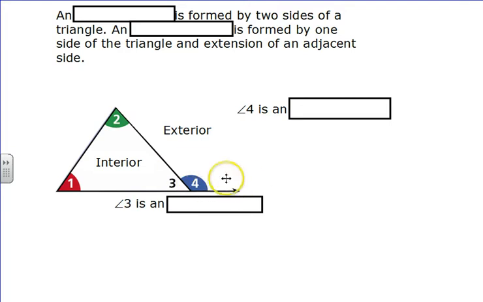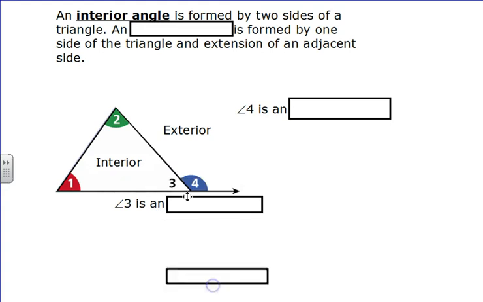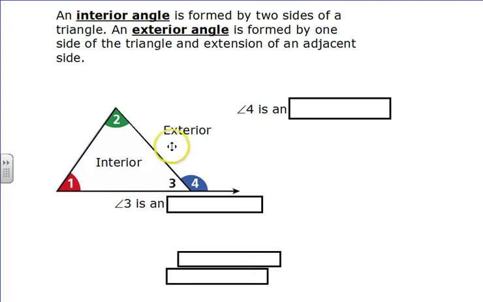So this is what we're learning today. Let's see what they have here. An interior angle is formed by 2 sides of a triangle. An exterior angle is formed by 1 side of the triangle and an extension of the adjacent side. So you can form an exterior angle by taking any side of a triangle and then just extending it straight out from that side. And now, with the other adjacent side, we have this exterior angle, okay?